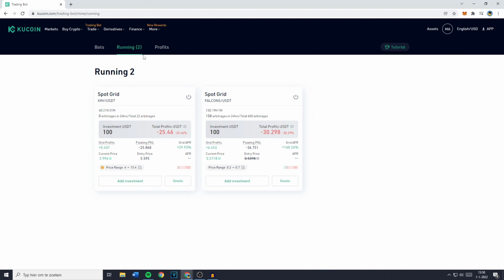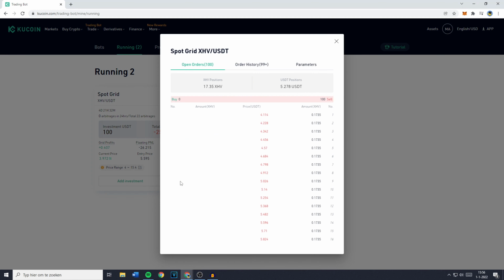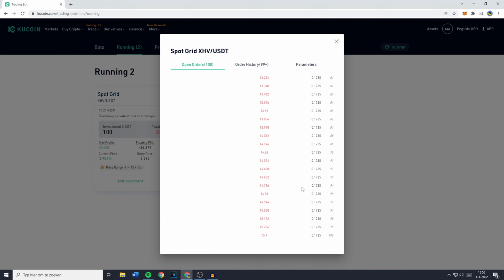So now I will go over to my running bots, and you can then see that this bot in the last 24 hours did 0 arbitrages, which is another way of saying that the bot did 0 trades. You might be wondering why that is, but when you go over to the price range, you can see my price range, which is 4 to 15.4 USDT, and you can then see that the current price is only 3.989 USDT. You can also see all the orders that are open. In this case, that's 0 buy orders and 100 sell orders. When you click on details and go over to the open orders, you'll see a more detailed page on all of the orders that are open.